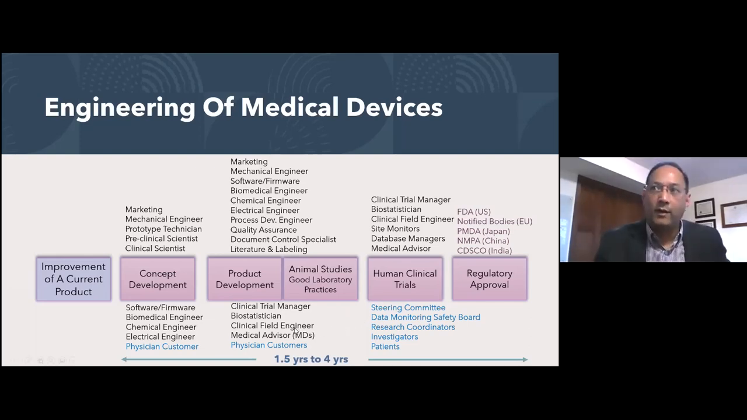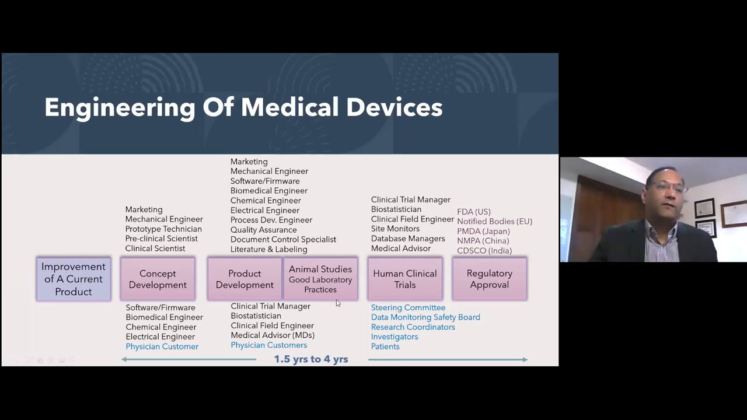Even MDs, that means physicians who are interested in actually working in the industry, or maybe more indirectly in patient care, can have a great career in medical devices. And also, we are very closely working with our customers all the time. They come and go into our facilities, doing the testing.